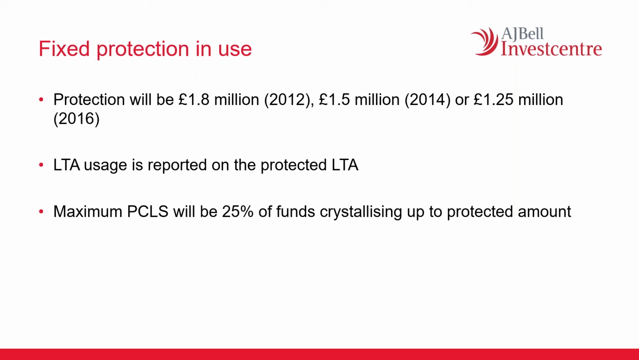Pleased to say that the lifetime allowance usage is reported on the protected lifetime allowance. So if somebody's got protection FP12 of 1.8 million, they crystallise £900,000, we will report on it, but they've used 50% of their lifetime allowance, which is far more logical. So yeah, that's fine. And the PCLS will always just be 25% of the funds crystallising up to the protected amount. So that's fairly straightforward, that one.